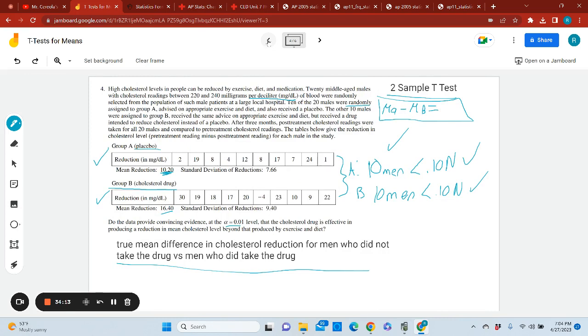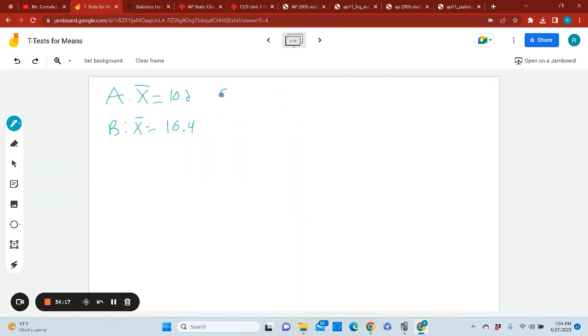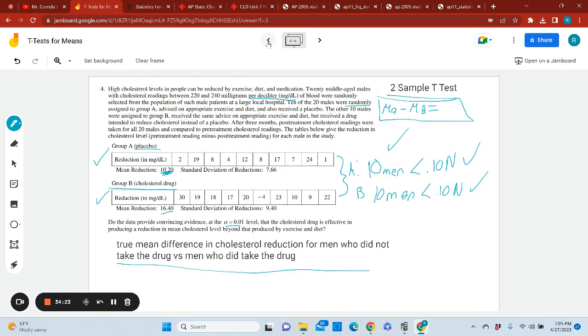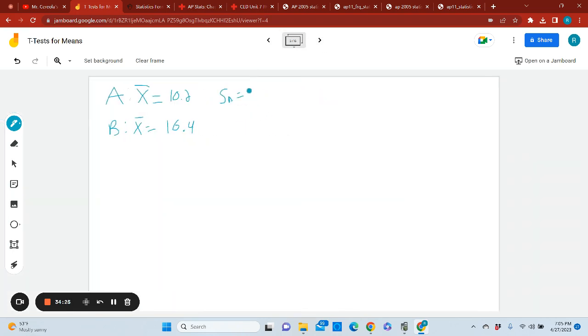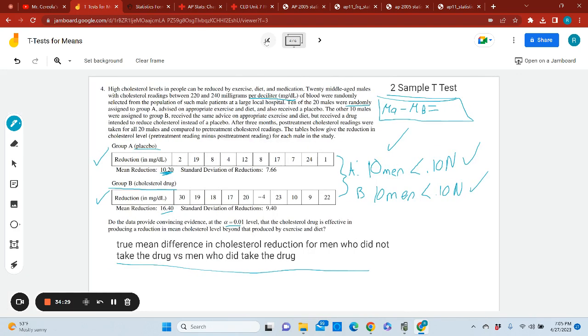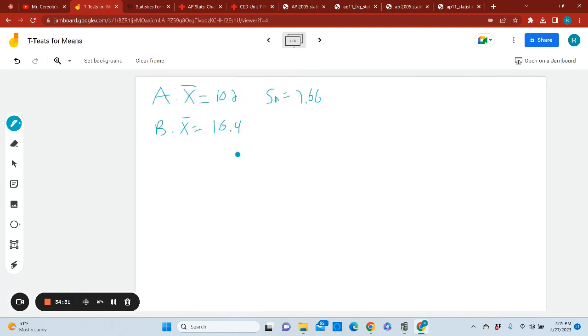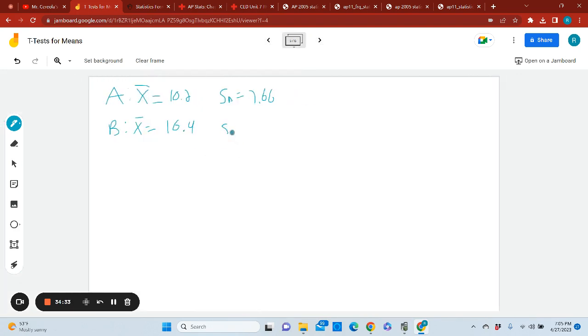All right. I need these standard deviations too. The standard deviation for sample A was 7.66. They gave us that, 7.66. And for B, the standard deviation was 9.40. Okay, so here's what we've got to do here.